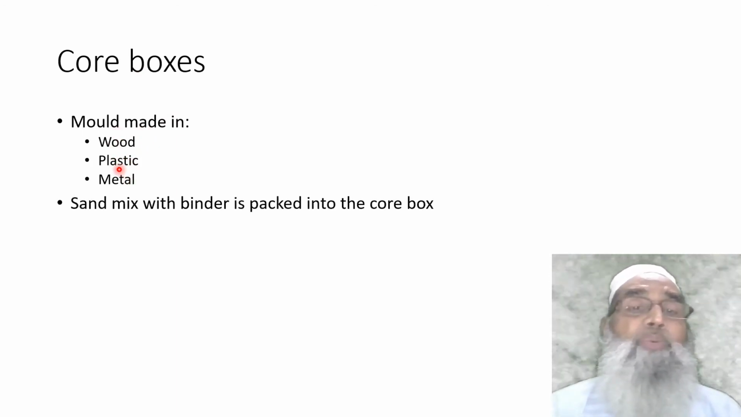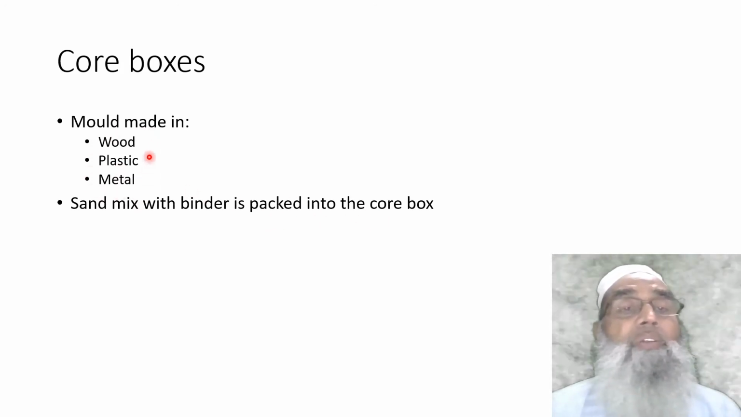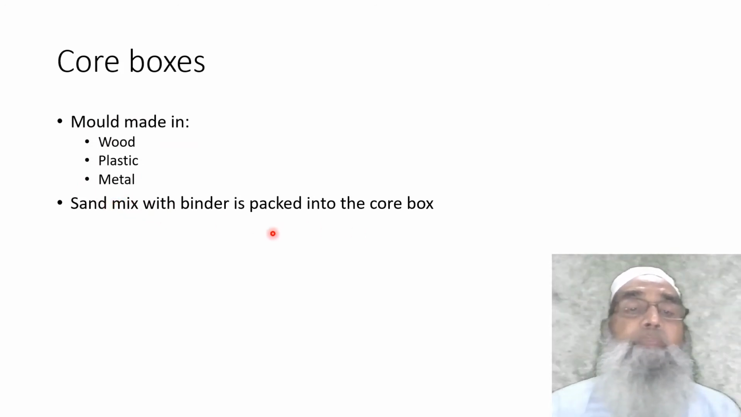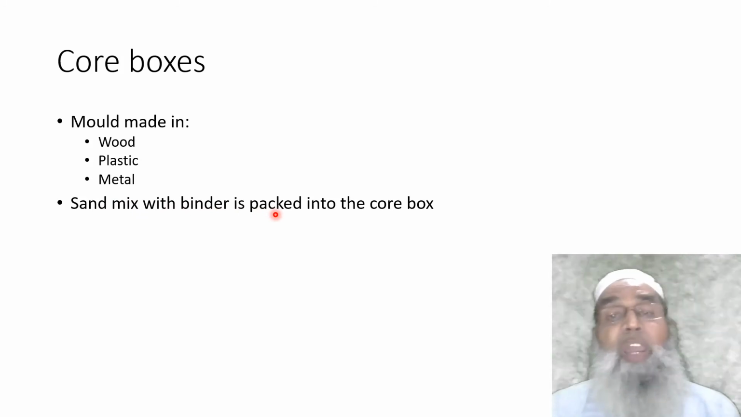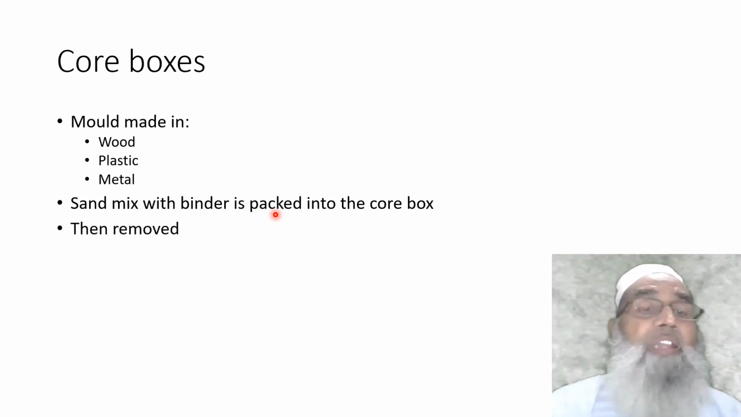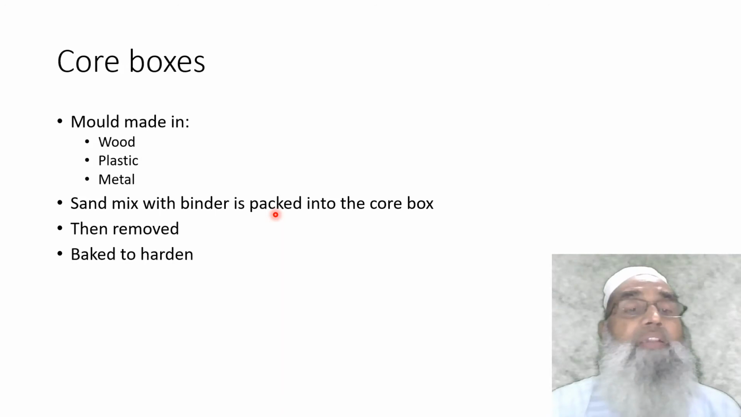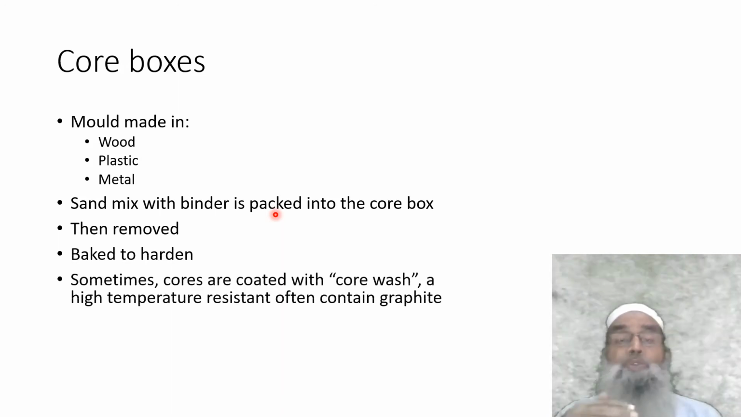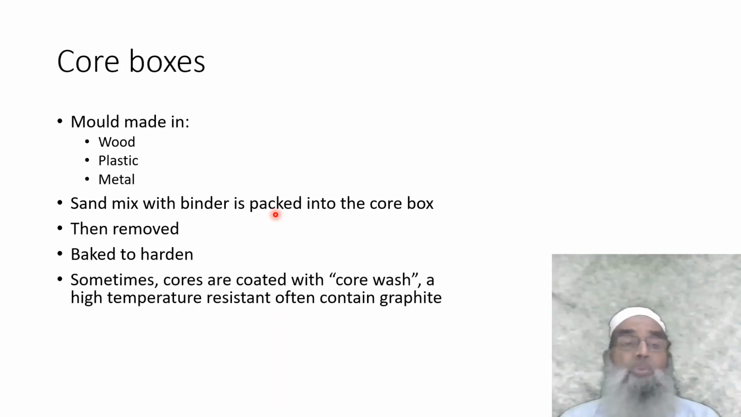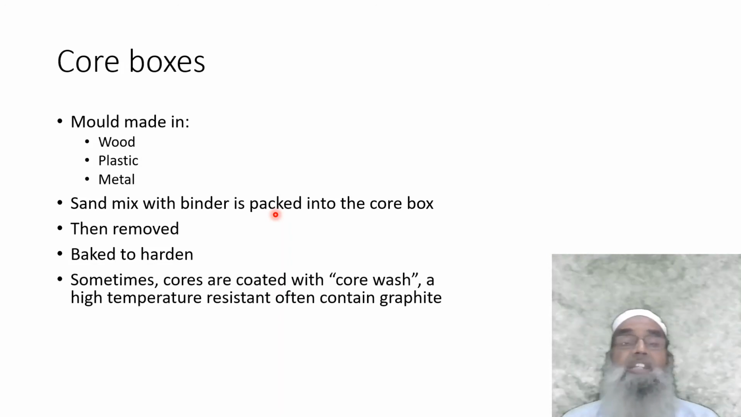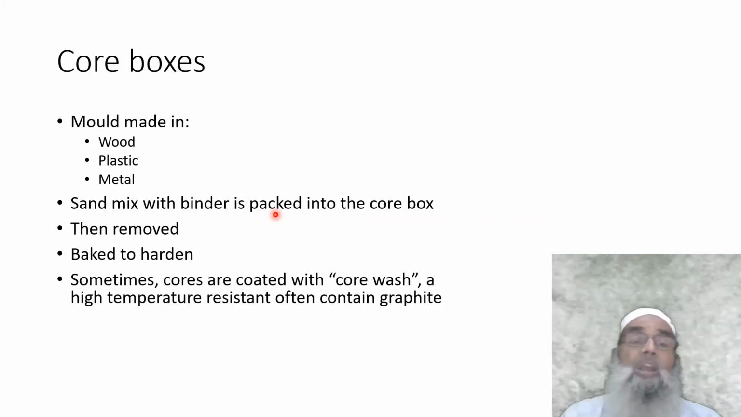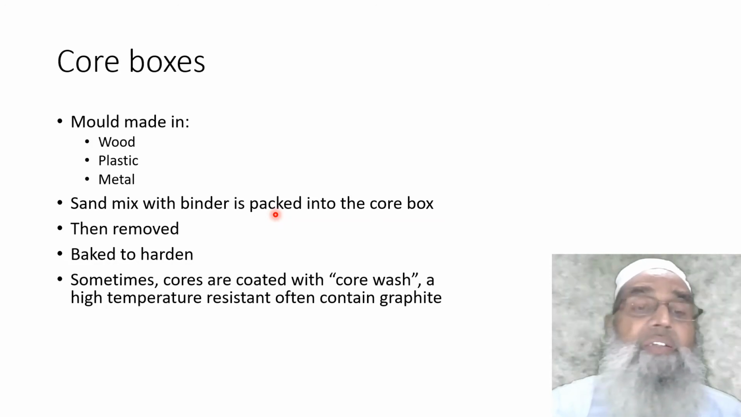Sand mixed with binder is packed into the core box. The core is sand mixed, and we also call it core sand. It is packed with binders in the core box, then removed and baked so that it becomes hard. Sometimes these cores are also coated with core wash if high temperature resistance is needed, which can often contain graphite to give high temperature resistance.